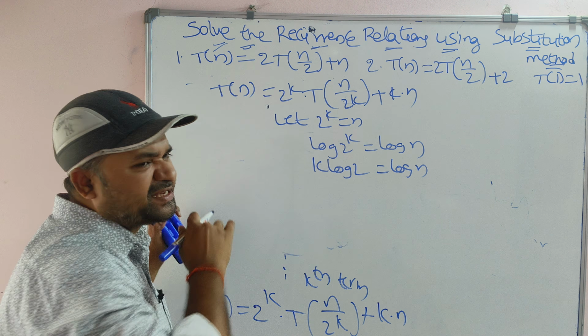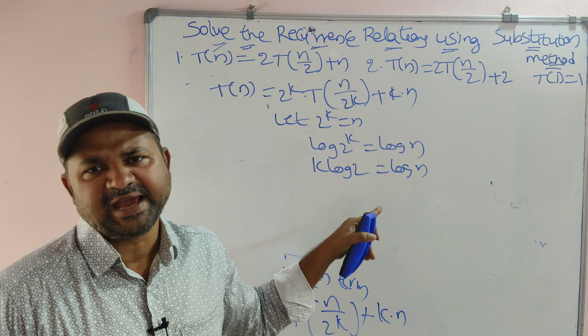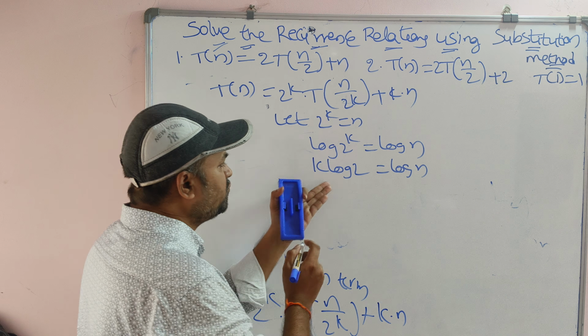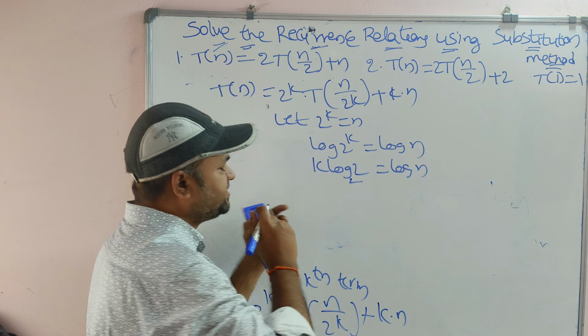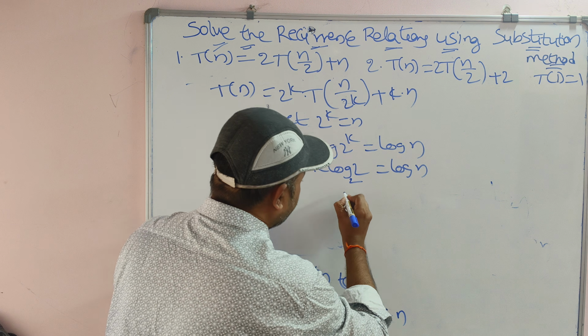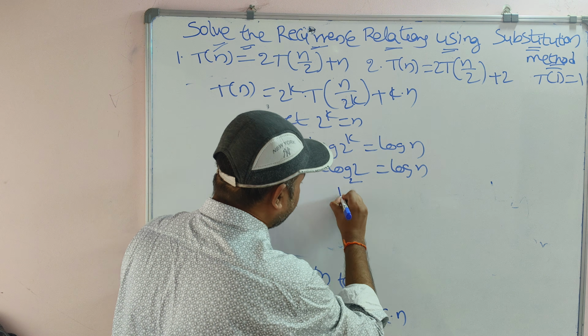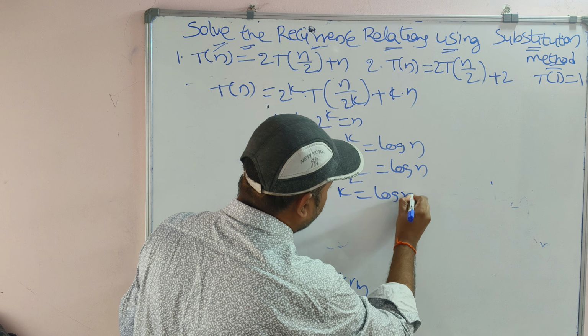By default the base value is 2. So log a base a means 1. So k into 1 means k. So log a base a equal to 1. So what is the k value? k equal to log n.